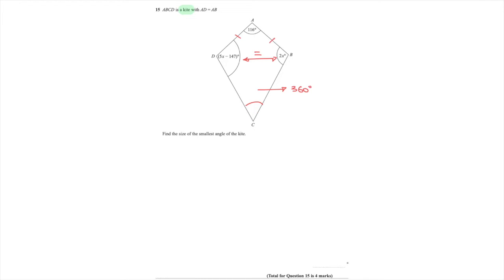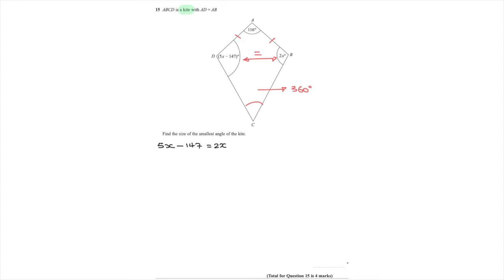Let's get to work. In order to know what's actually going on, I first of all need to find out what x is. And when I know what x is, then I can determine what these two angles here are. So let's form an equation and solve it. I know that 5x take away 147 is equal to 2x. How do I know this? Well, I just said these two angles are the same. So if they're the same, I can put them equal to each other. So I put this equal to that, just there.